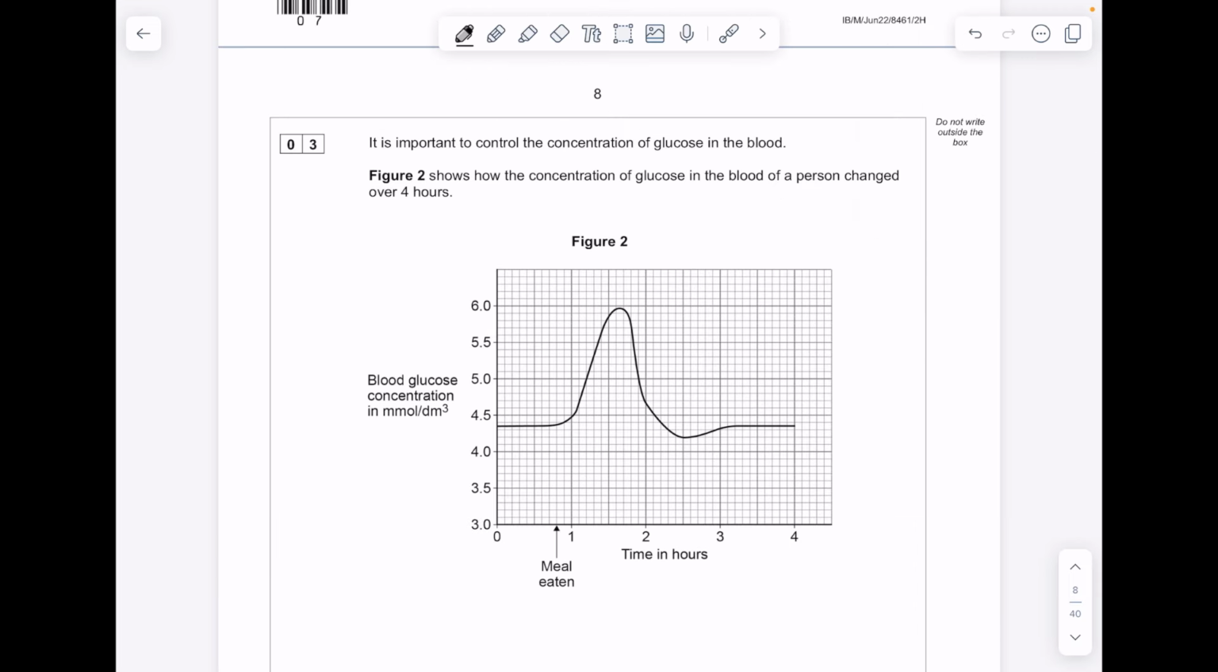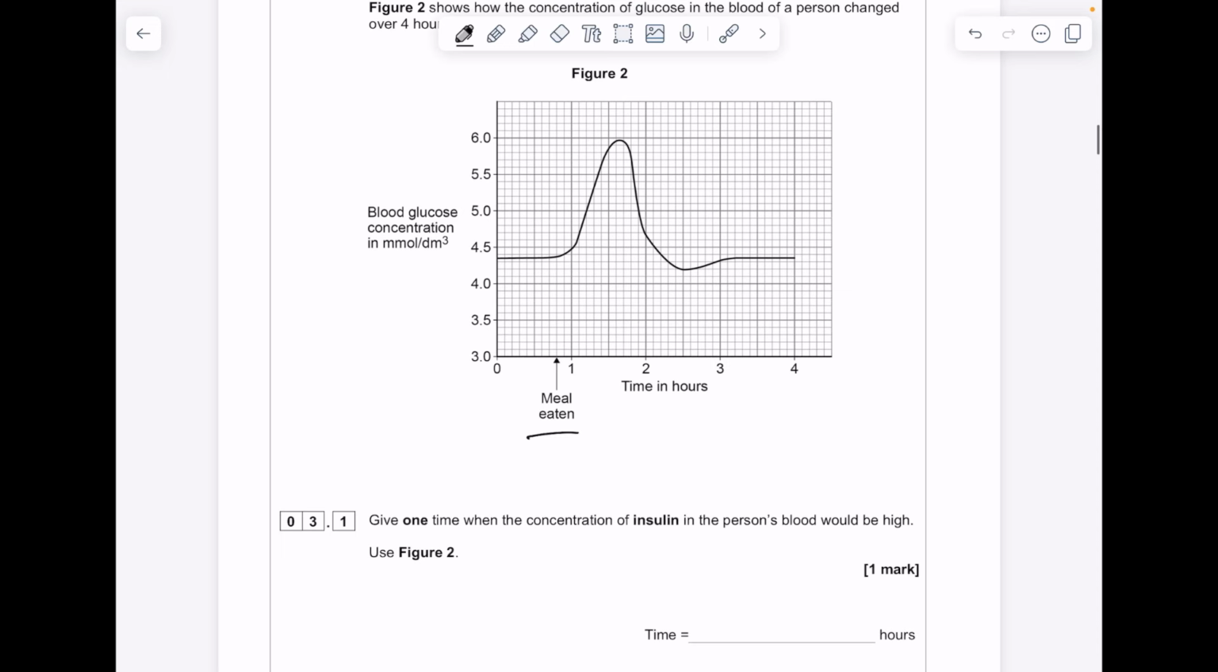It is important to control the concentration of glucose in the blood. Figure 2 shows how the concentration of glucose in the blood changed over 4 hours. Here's the meal eaten. As you'd expect, you have that spike in blood glucose levels before it's brought down.